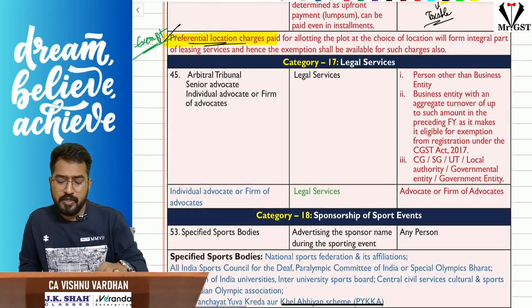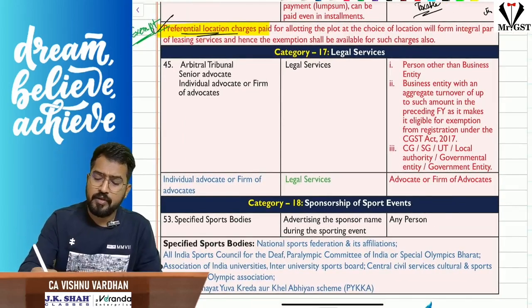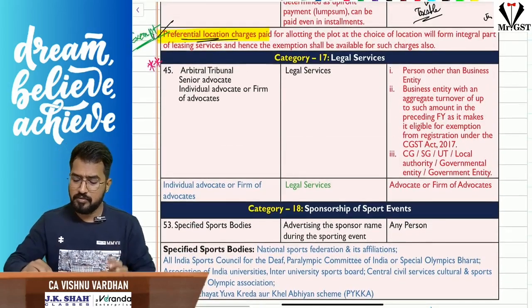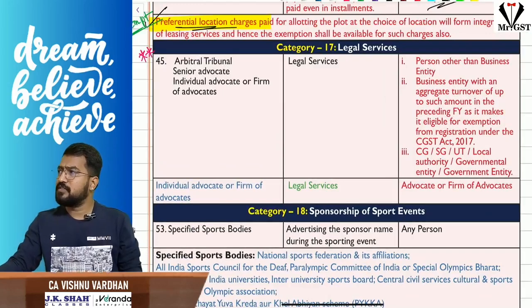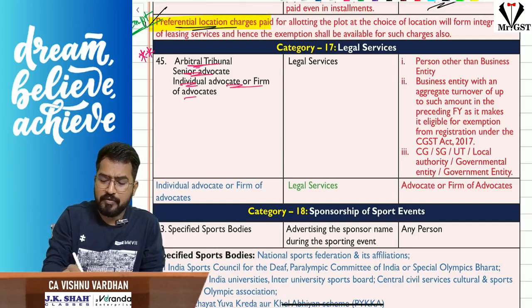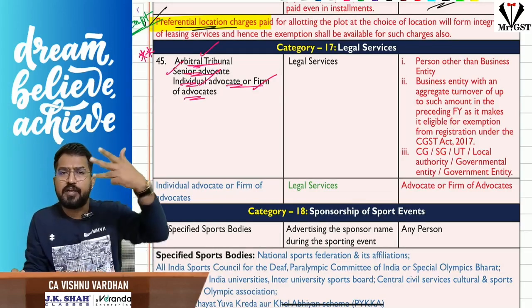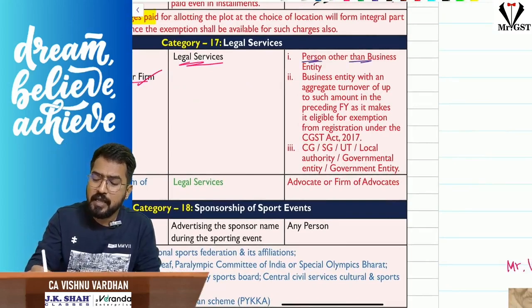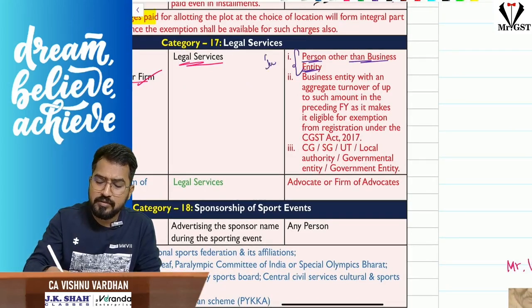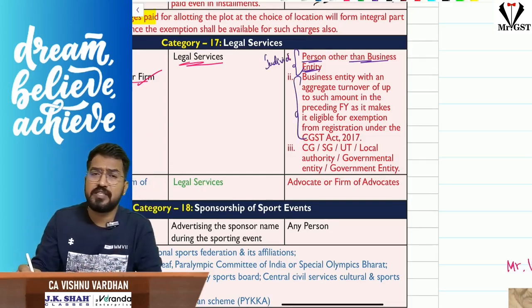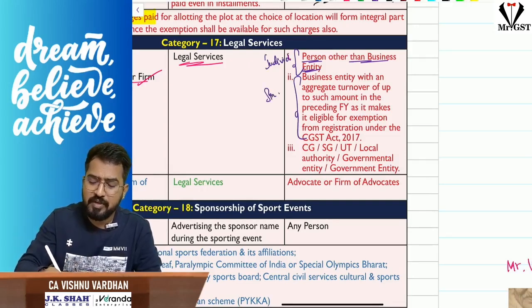Next, legal services. Again another important one, legal services. If you see the legal services here, arbitral tribunal, senior advocate, individual advocate, or firm of advocates. So four people are there here: individual advocate, firm of advocates, senior advocate, and arbitral tribunal. These people providing legal services are exempt to any person other than business entity. Can I say individuals? Or even a business entity whose aggregate turnover in the preceding financial year does not exceed the threshold limit making them liable for registration.